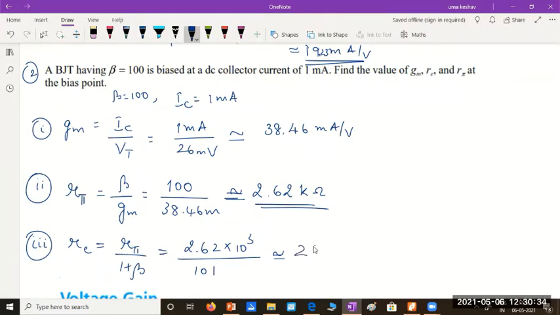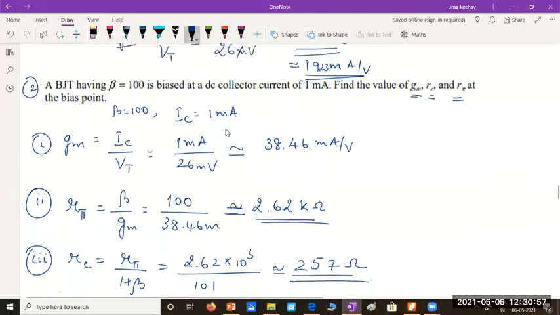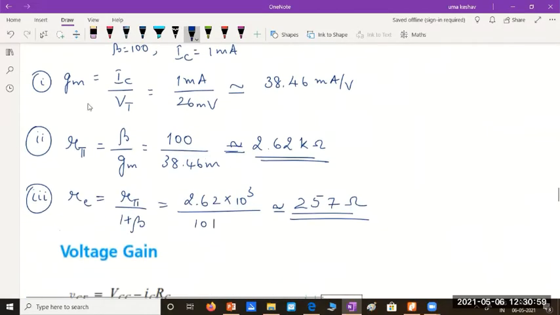Yes, ma'am, 257. Okay, approximately 257 or 260 ohms. That would be the value for RE. Done. They've asked us to find GM, RE and R pi. All the three, you should remember the relationships so that you will be able to do it. This can be asked for 4 or 5 marks. Is that clear? If you have any doubts, please ask.